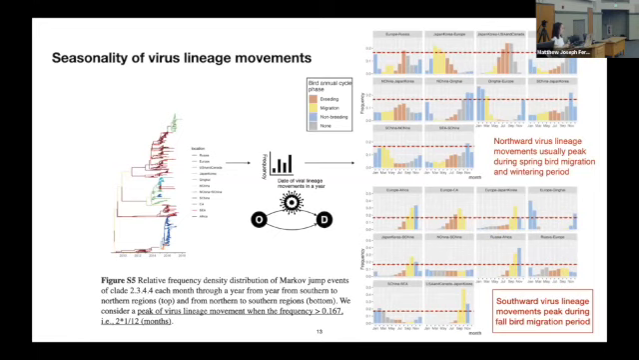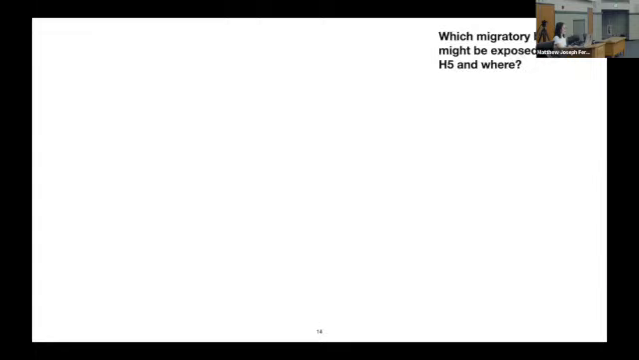I didn't show the absolute frequency here, but the southward lineage movements of virus also have a much higher absolute frequency than the virus moving from south to north, which means the southward virus lineage movement might have a more important role in the global dispersal of avian influenza.